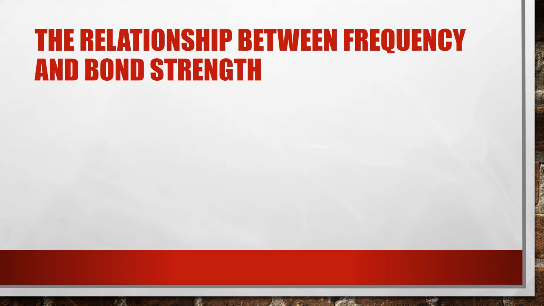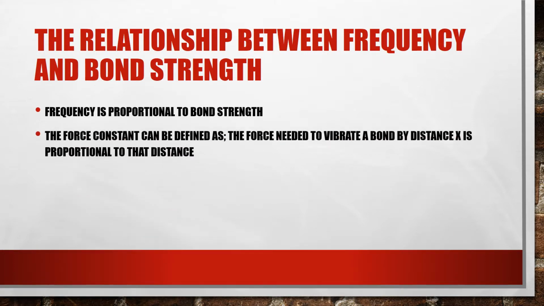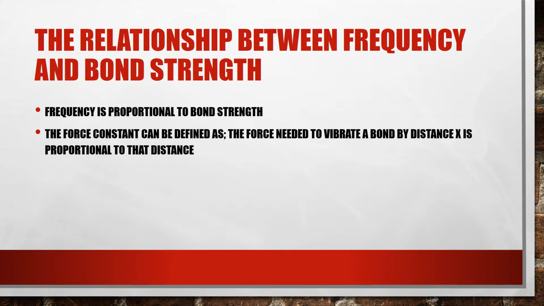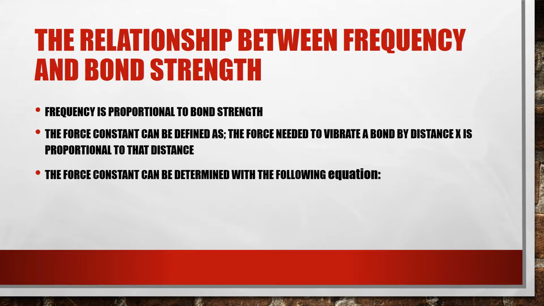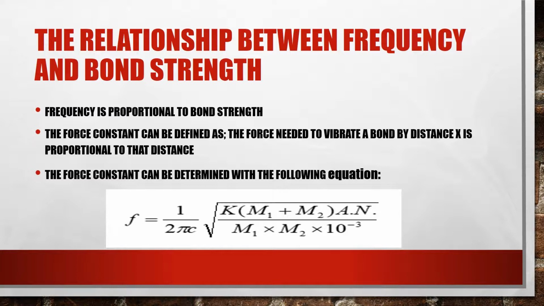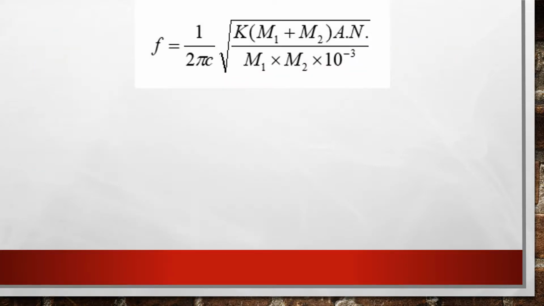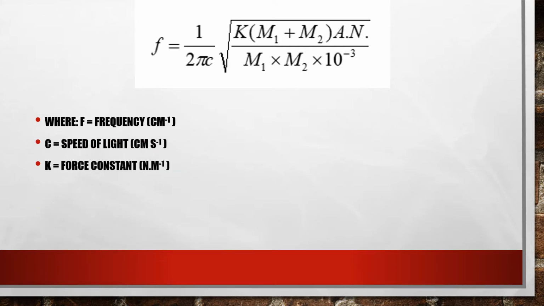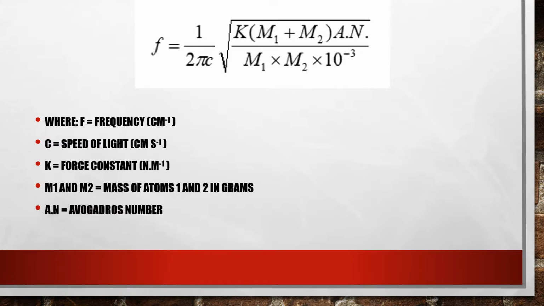The frequency found from a spectrum is proportional to bond strength. The force constant can be defined as the force needed to vibrate a bond by distance x, which is proportional to that distance. The force constant can be determined with the following equation, where f equals frequency, c is the speed of light, k is the force constant, and m1 and m2 are the masses of atoms 1 and 2 in grams, and N is Avogadro's number.